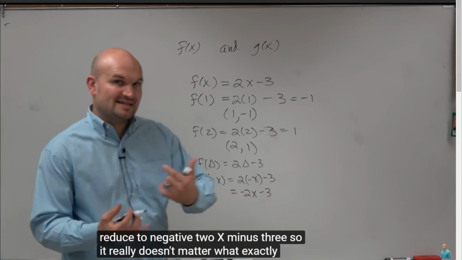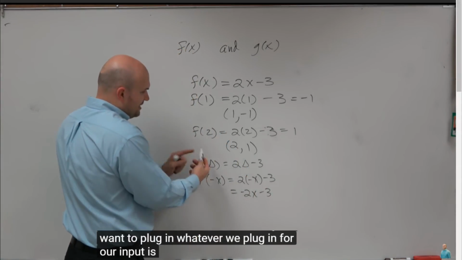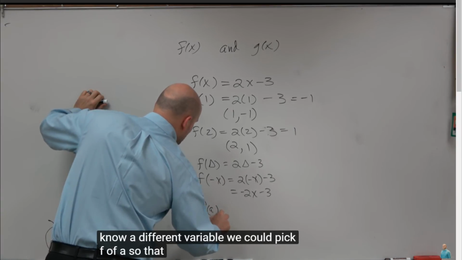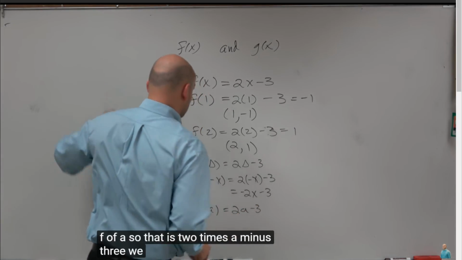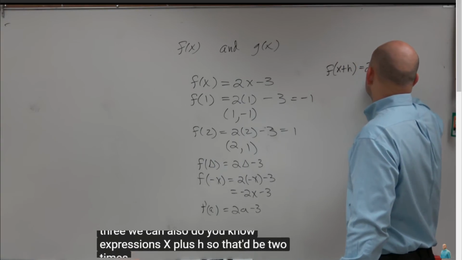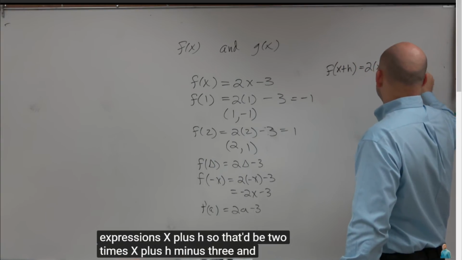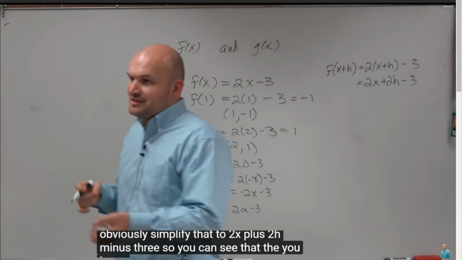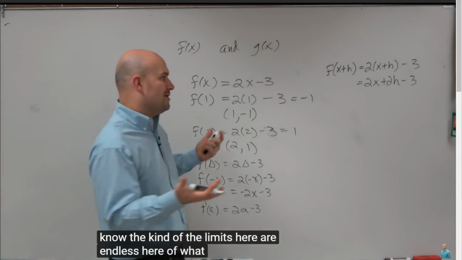So it really doesn't matter what exactly we want to plug in. Whatever we plug in for our input is what we're going to replace here. And we could even pick a different variable. We could pick f of a. So that is 2 times a minus 3. We can also do expressions, x plus h. So that'd be 2 times x plus h minus 3. And we could obviously simplify that to 2x plus 2h minus 3. So you can see that the limits of what we could plug into our function are endless.